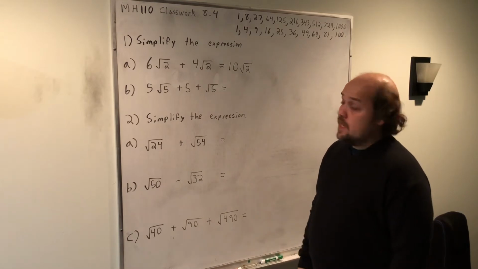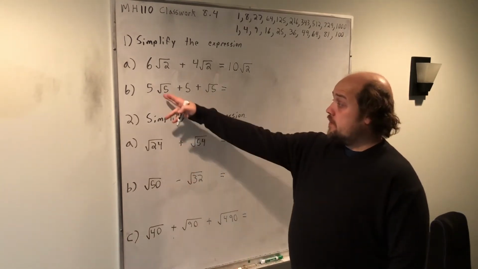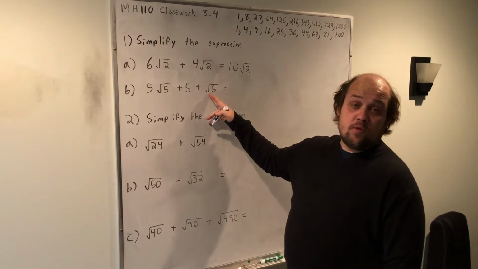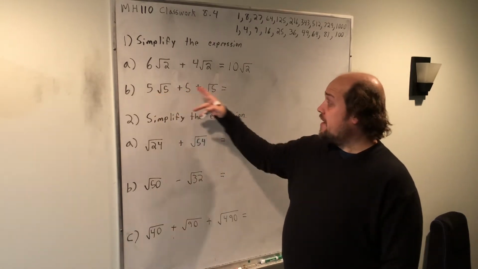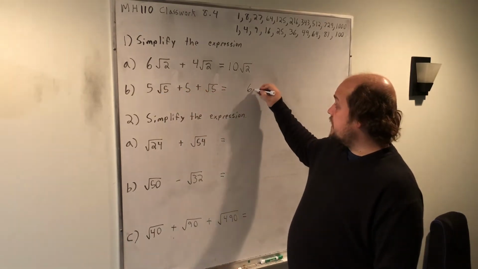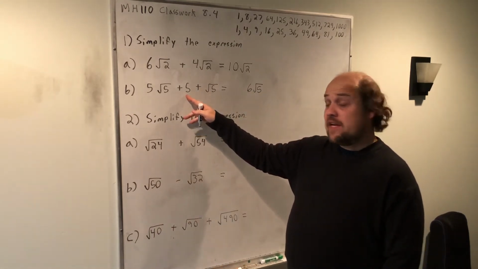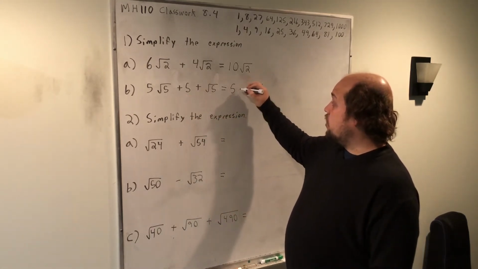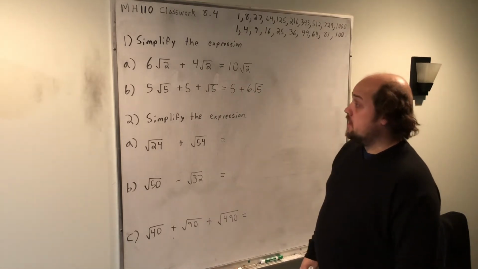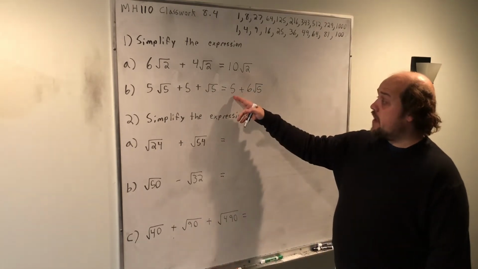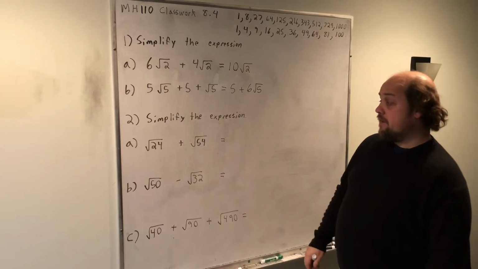In part B, I have 2 like terms, the 5 roots of 5 and the understood 1 root of 5. 5 plus 1 gives me a total of 6 root 5. Then I've got this 5 that has no root with it and is an unlike term and cannot be combined. So my final answer should be written as 5 plus 6 roots of 5.